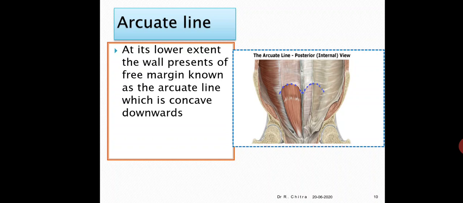At the lower extent of the posterior wall, you can see a free margin known as the arcuate line, which is concave downward. So the posterior wall is deficient below this arcuate line.